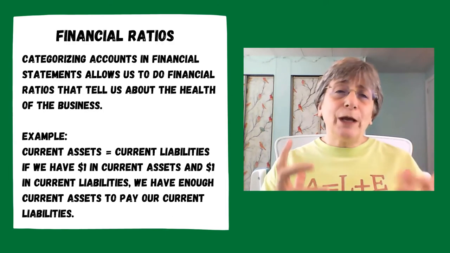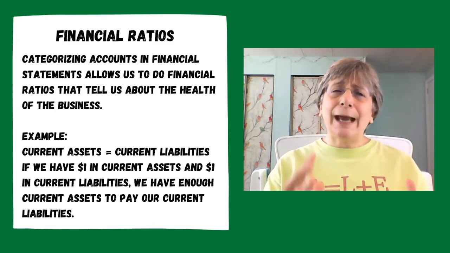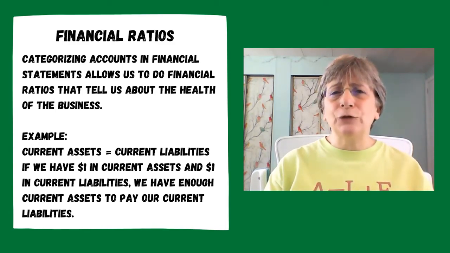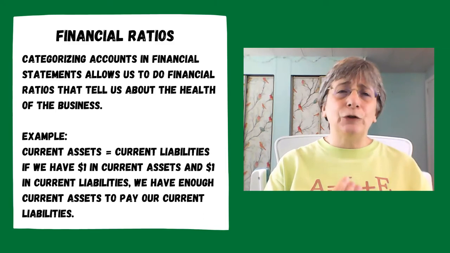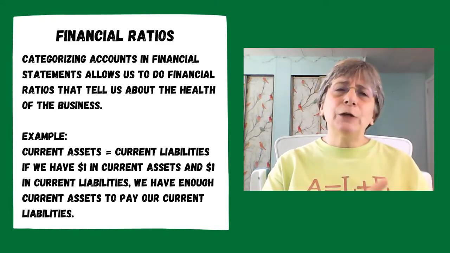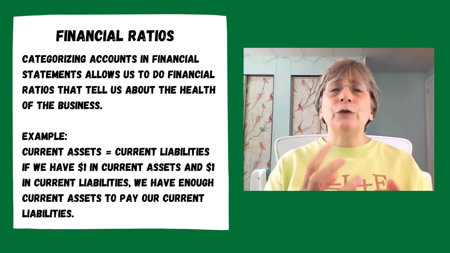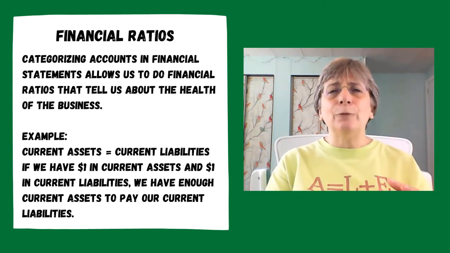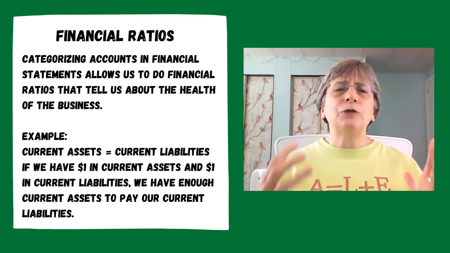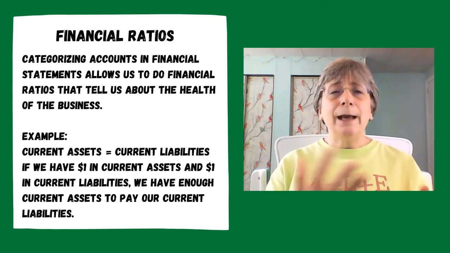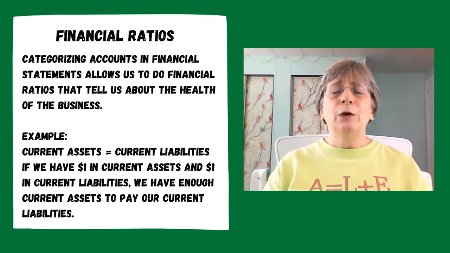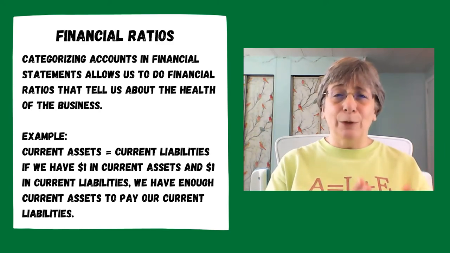So as we start to add details, categories to our financial statements, it allows us to do some really helpful financial ratios. And those financial ratios tell us things about the health of our business. So this is the part where that accounting information that we've been gathering starts to really have meaning and help us to run the business to be more profitable or to be more solvent. And those financial ratios are extremely helpful.